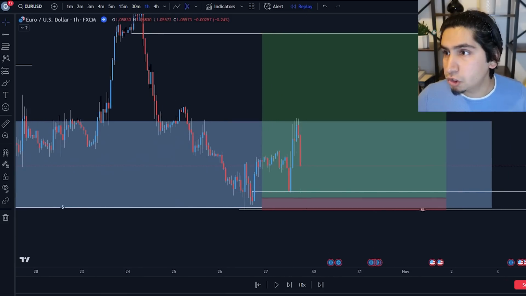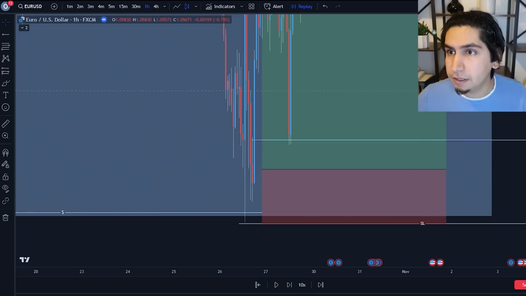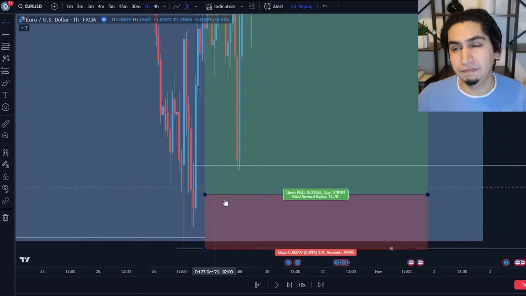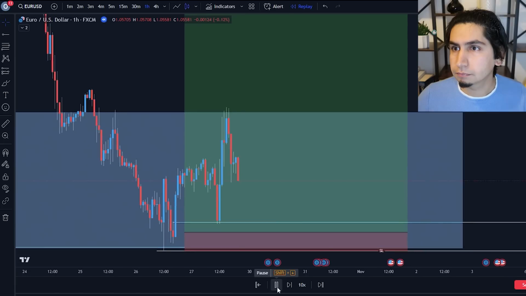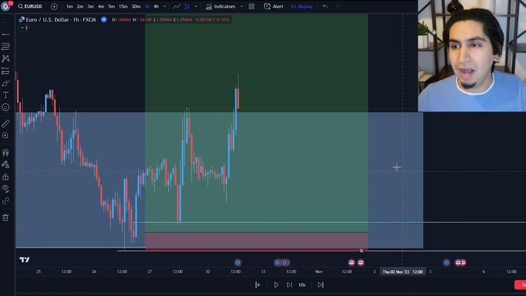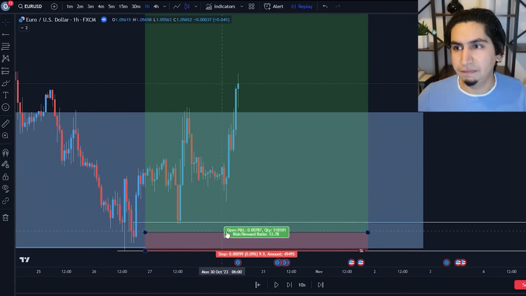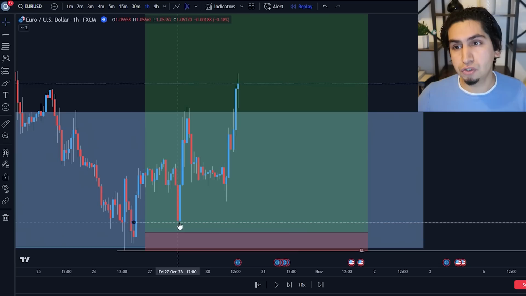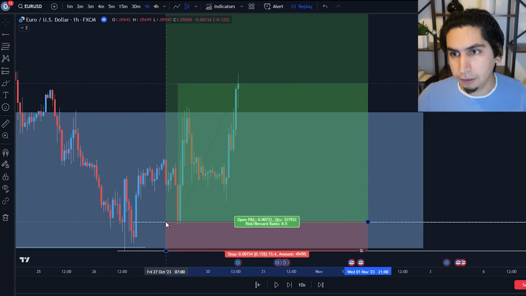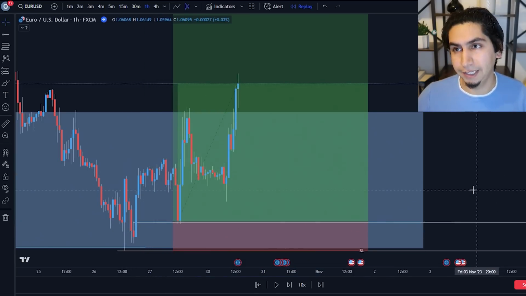Boom. Price literally tapped into this 30-minute order block, but not that 15-minute, okay? But I was still holding my position. Price never came to that 15-minute that was going to give me almost 14R. This here would have given you 8R. Let's assume you took a trade from here, okay? You would have had a bit more than 8R, okay?